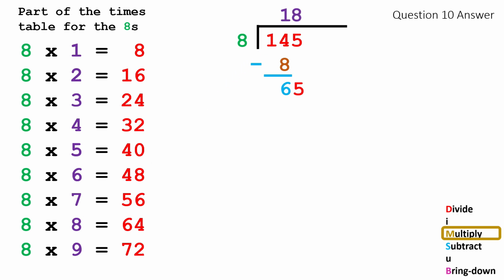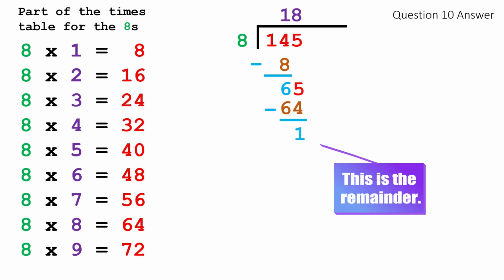Now we multiply this new digit, which is 8, by the divisor, which is also 8, and we get a new product of 64. Please note that we need to line up the ones place of our new product with the new digit in the answer. Then we subtract 64 from 65 and get the number 1.